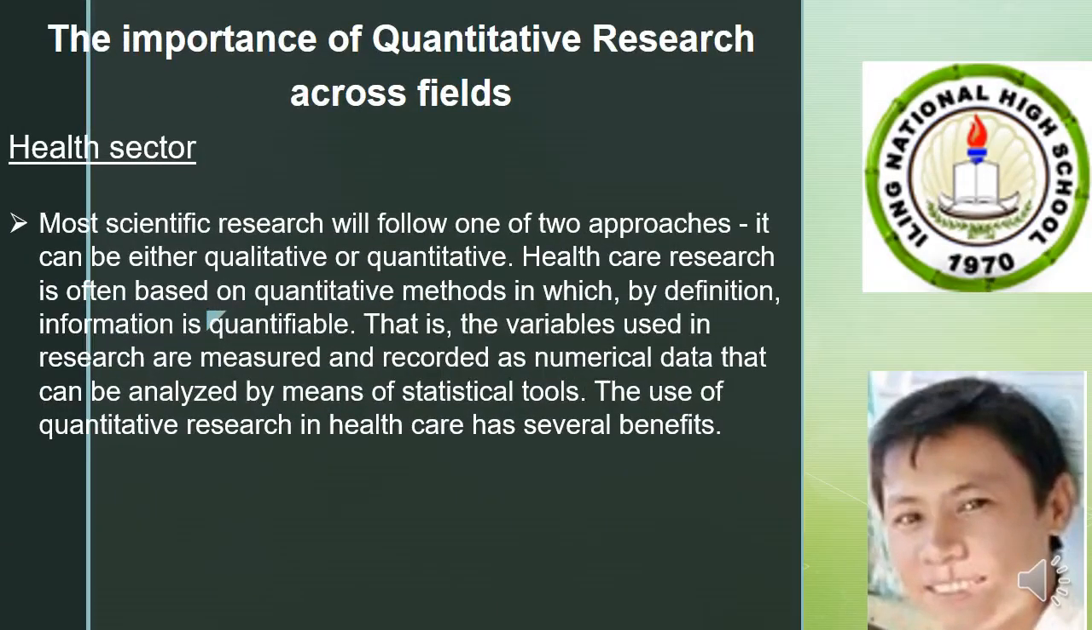Sa health sector naman, most scientific research will follow one of the approaches. It can be either qualitative or quantitative. Healthcare research is often based on quantitative methods in which, by definition, information is quantifiable. That is, the variables used in research are measured and recorded as numerical data that can be analyzed by means of statistical tools. The use of quantitative research in healthcare has several benefits.